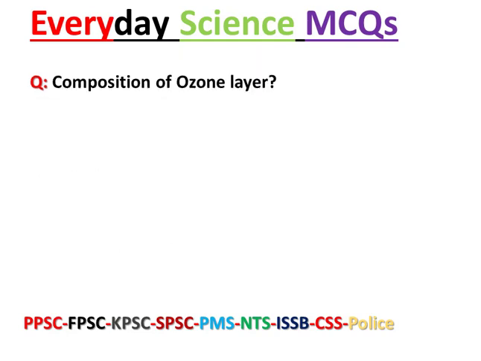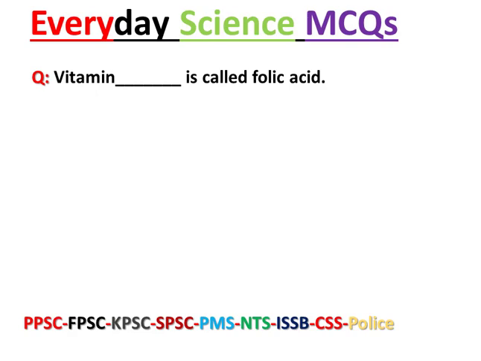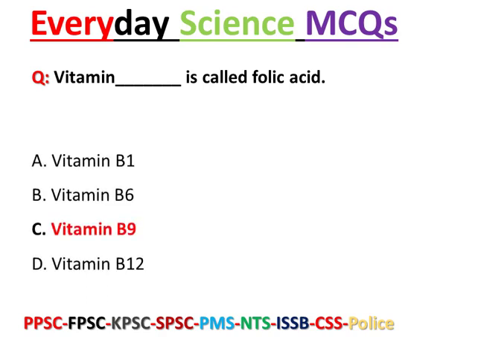Next MCQ is, composition of ozone layer is. The correct option is option C, O3. The next MCQ is, vitamin is called folic acid. The correct option is option C, vitamin B9.